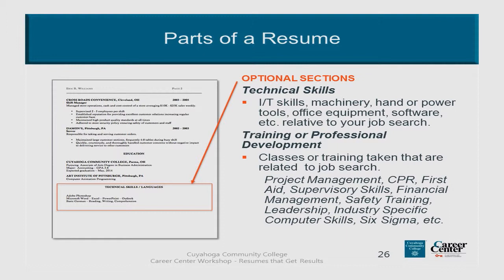Next, let's talk about training or professional development. This section should consist of classes or training taken that are related to your job search. For example, if you are seeking a management role, have you taken any supervisory, project management, or leadership training that may enhance your performance in the role in which you are seeking? Other areas to consider would be CPR, first aid, financial management, safety training, industry-specific computer skills, Six Sigma, etc.